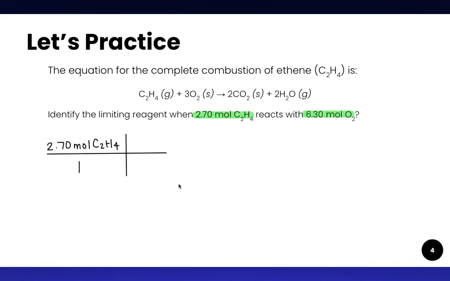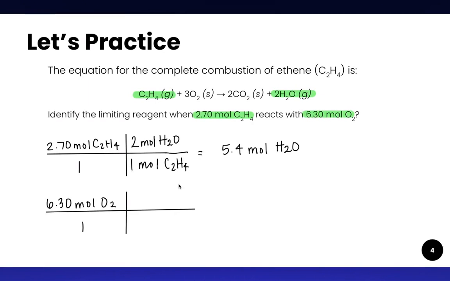So it looks like it takes 1 mole of ethylene, and we're going to have to just choose one of the two final products to go with. So let's just use water for both equations. And so it takes 1 mole of ethylene to produce 2 moles of water. That will come out to 5.4 moles of water.